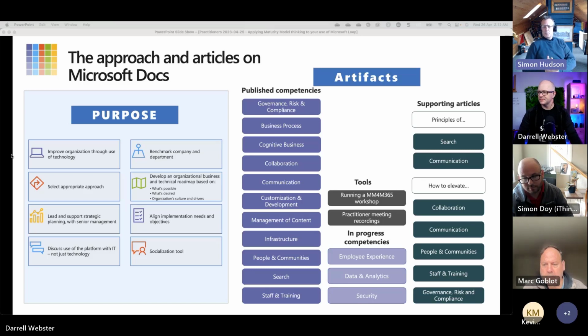There are some tools to help you actually run your own maturity model workshops within organizations, whether that's your organization as a member of staff, or whether you're a consultant and want to run these as part of your sort of business consulting practice. Either's good. And there are a set of supporting articles. All of this stuff is published on the Microsoft Learn platform and is also accessible through GitHub, with the ability to interact and suggest improvements or enhance the artifacts through GitHub.